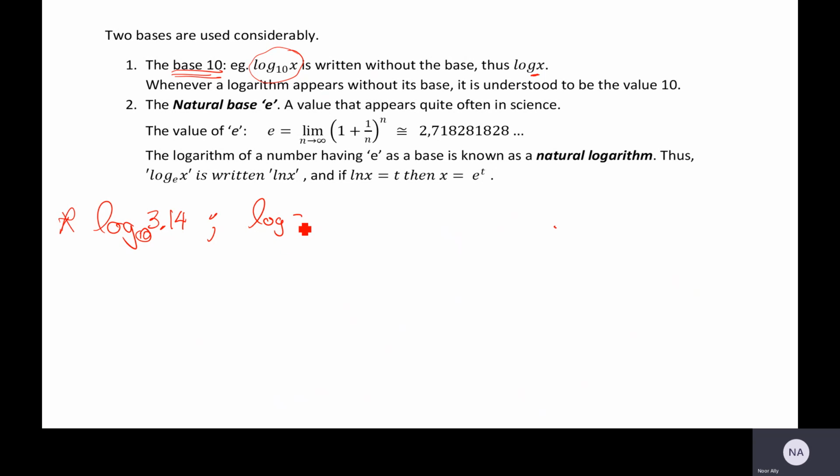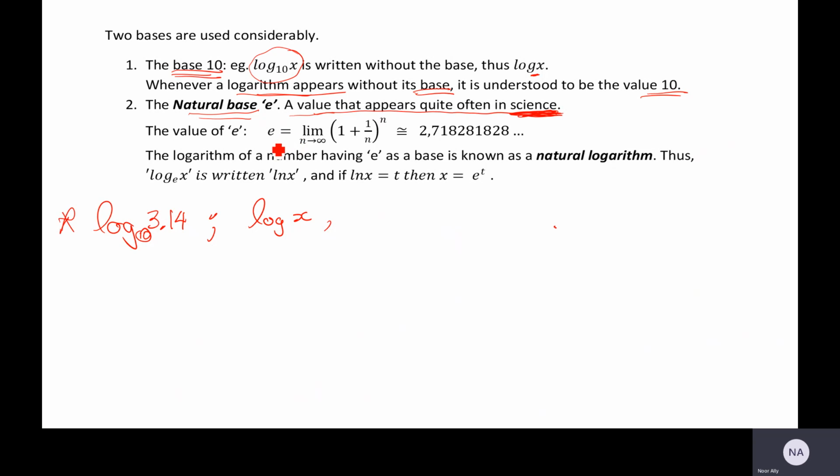What is the log of x? The base is understood to be 10. Whenever a log appears without its base, it's understood to be the value 10. Now, secondly, and this is something you might not have come across before, the natural base e. Now, e is a value that appears quite often in physics and science and is used extensively.